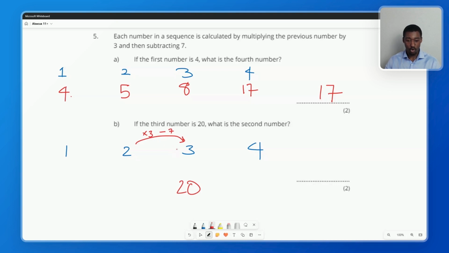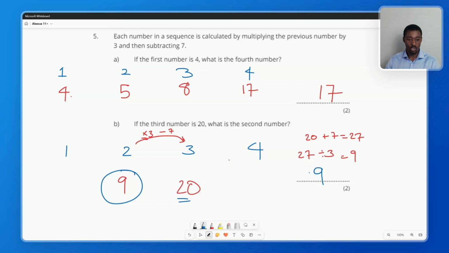So now to go from 3 back to 2, we have to do the inverse. We have to turn it around, do the opposite. So this time we're going to start by adding 7, giving us 27. So we do 20, add the 7, giving us 27. And then we're going to divide by 3, the opposite of multiplication, giving us 9. So this should be 9. And we can check it because we know that 9 times 3 gives us 27. 27 minus 7 gives us 20. So 9 indeed should be our second number.